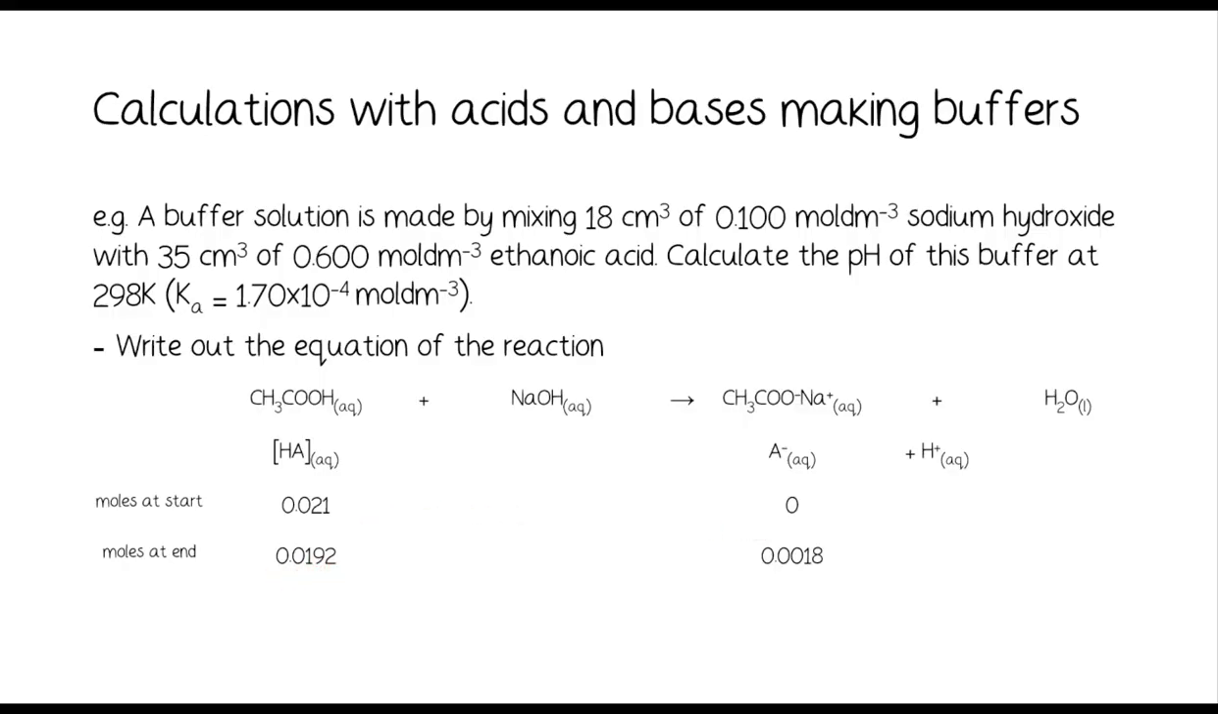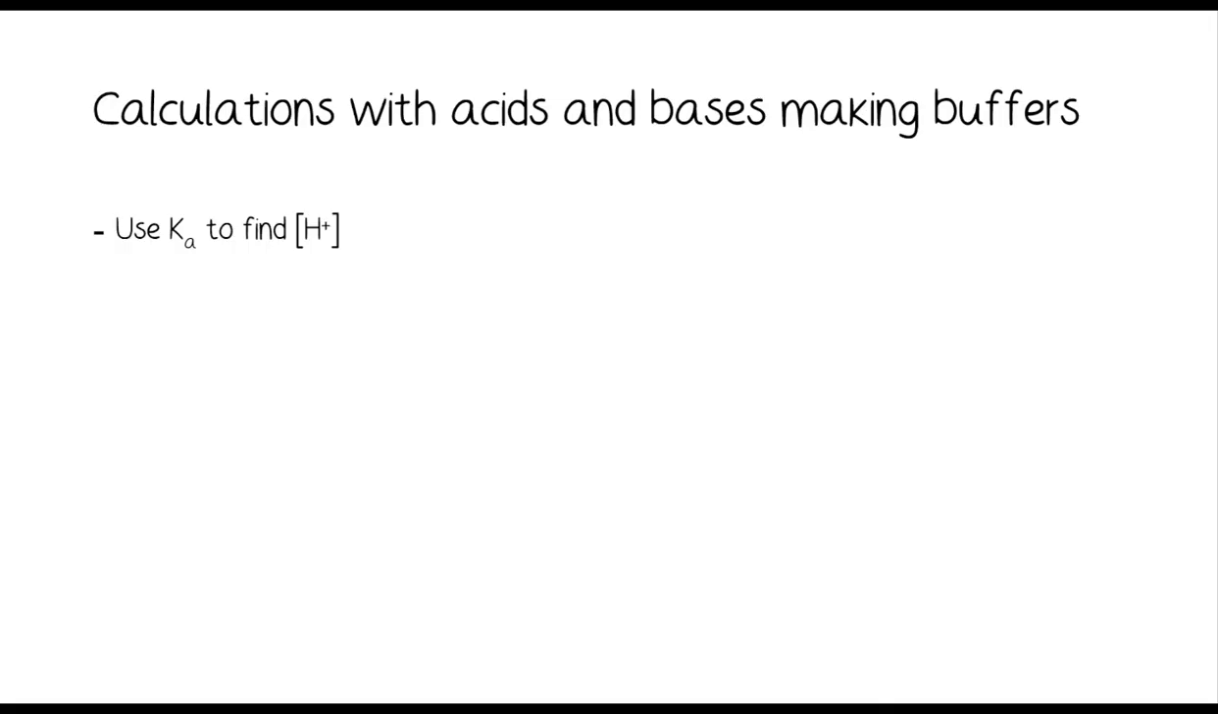Because everything to do with Ka revolves around concentrations, we need to work out the new concentrations. Because we've mixed two solutions together, the volume has changed. Remember that concentration equals moles over volume, so we divide these moles by the new volume, which would be 53, because we're adding 18 and 35, and remember, divide that by 1,000, and that gives you new concentrations of 0.3622 and 0.034.